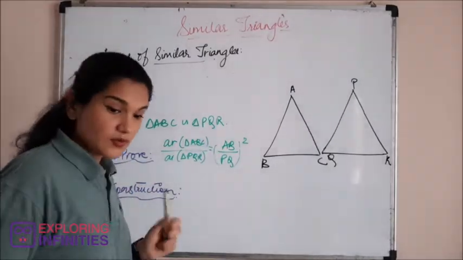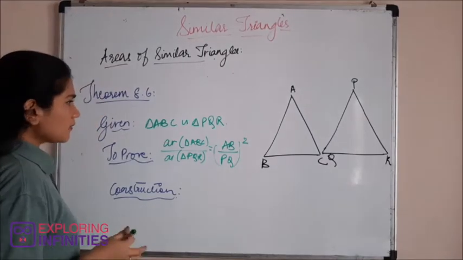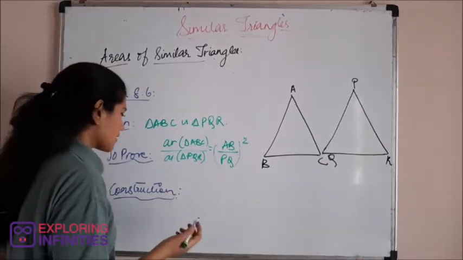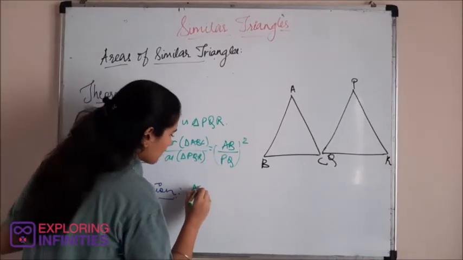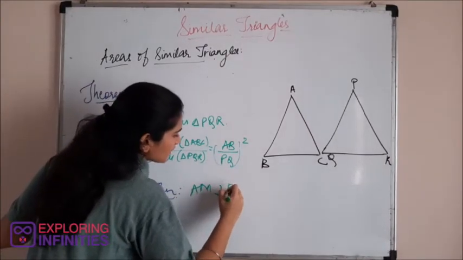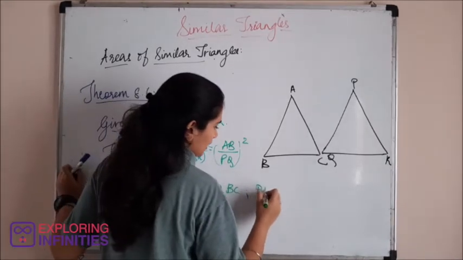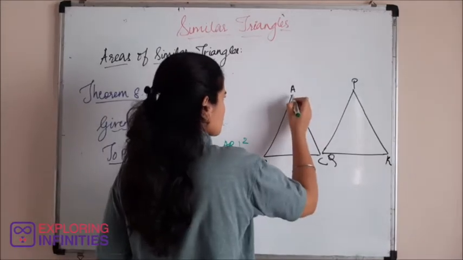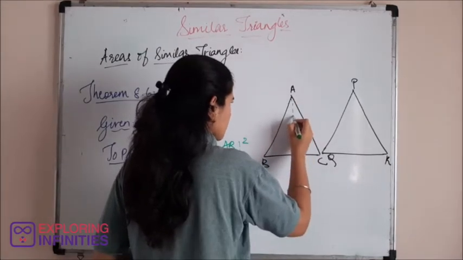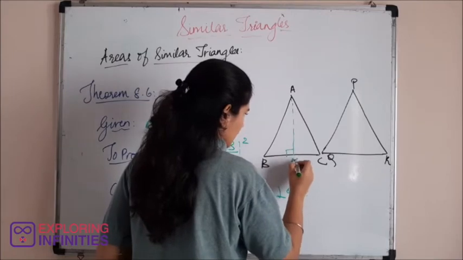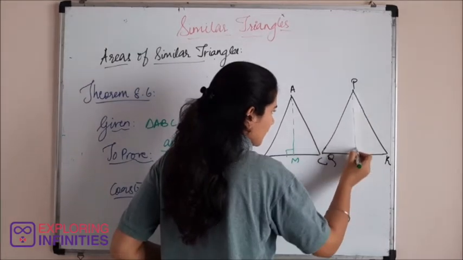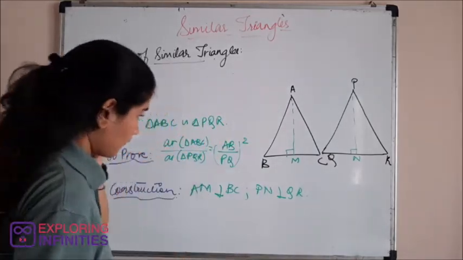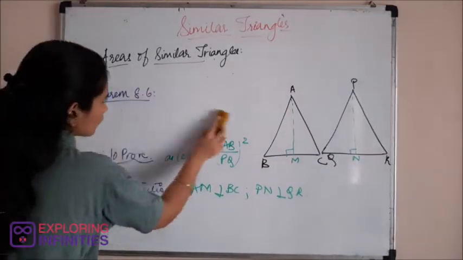Now we'll have to construct something. Now what will we construct? We will construct perpendicular bisectors or perpendiculars. So we will construct AM perpendicular to BC and PN perpendicular to QR. Let me just construct them. And so now firstly we'll just get into the proof.